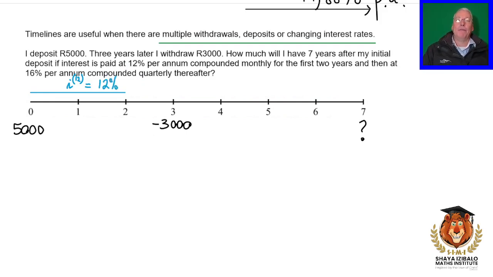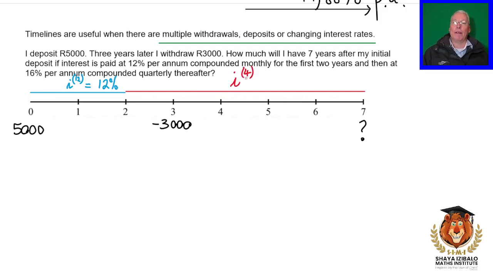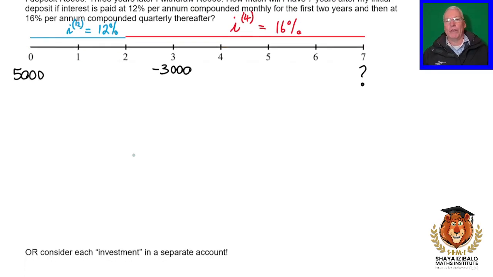And then for the rest of the time, the interest rate is different. Thereafter, it's compounded quarterly, 16% per annum compounded quarterly. So we go I with a little 4 in brackets is 16%. And the question is, how much money do I have at the end here? I'm going to show you two ways of working this out, and the second way is by far the better way, and we will see why just now.